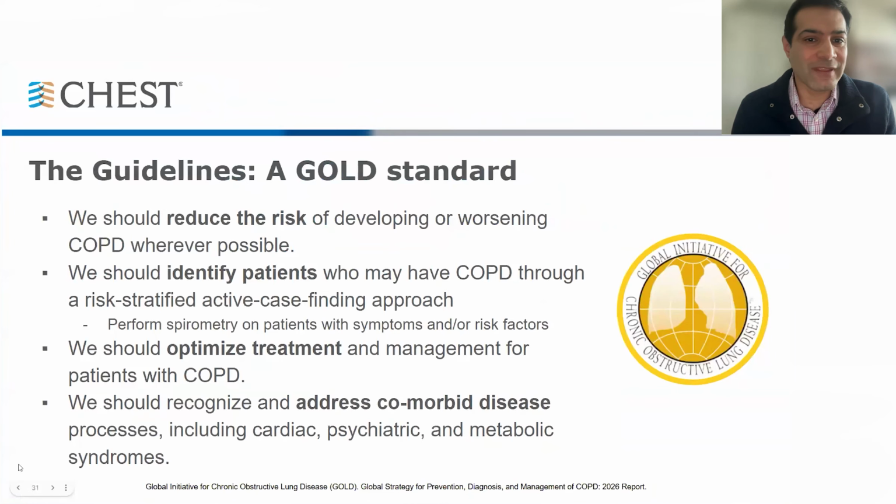Okay, next slide, please. So we follow the expert consensus guidelines. When I read the guidelines each year, I read them this year. This is my big picture takeaway of the GOLD guidelines. We want to reduce the risk of people developing or worsening COPD wherever we can. We want to identify patients. This is a big emphasis in the newer sets of guidelines here. Identify patients who have COPD through a risk stratified active case finding approach.